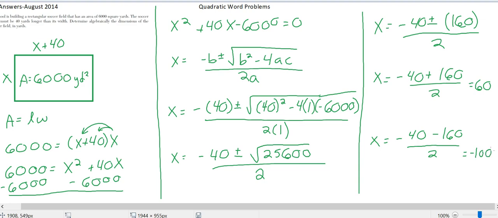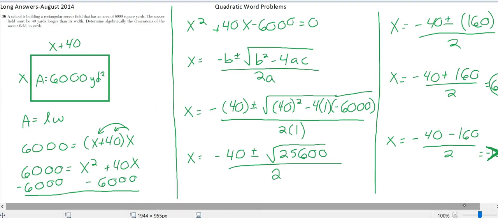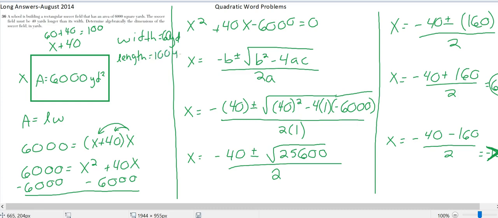Since we're solving here for dimensions, for length and width, we can't have a negative number, so we're going to reject this answer, negative 100. So what we have is x is equal to 60. Now let's go back to our question. Since we used x to represent the width, the width is equal to 60, and they tell us the dimension is in yards. And the length, we know, is x plus 40, where x is the width. So the length is the width, which is 60, plus 40, which is equal to 100. So the length is equal to 100 yards. And those are the dimensions of the soccer field.